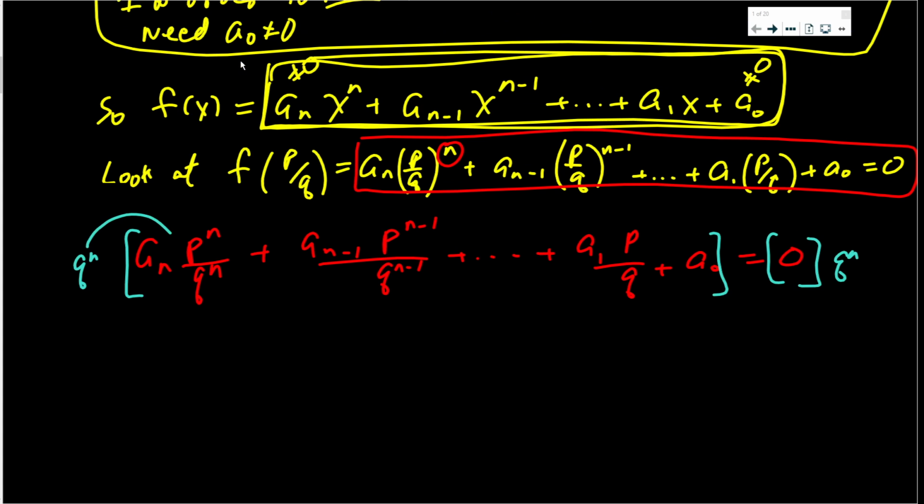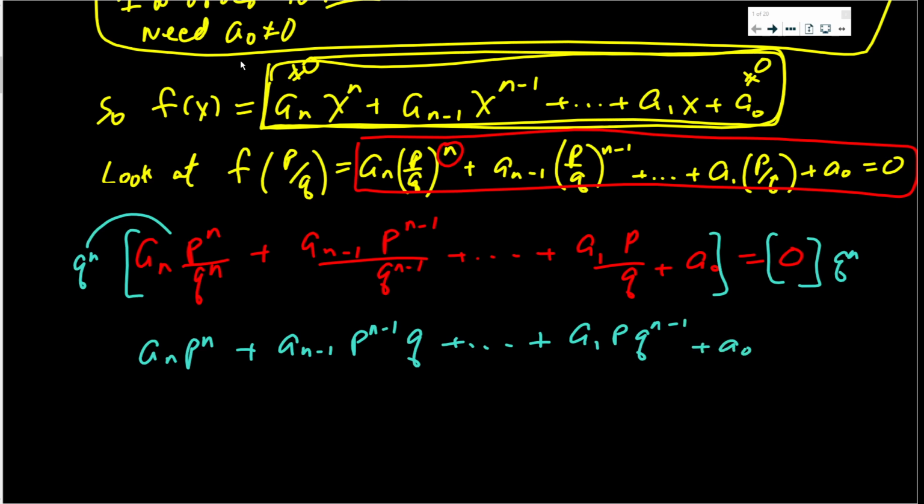So, and then distribute the q to the n. So I get a_n p to the n plus a_{n-1} p to the n minus 1 times q, up to a_1 p q to the n minus 1, plus a_0 q to the n, and 0 times q to the n is 0. Now I'm going to solve this last equation for that term.